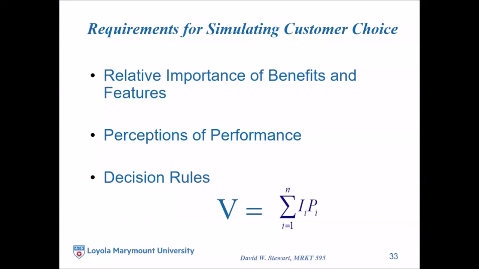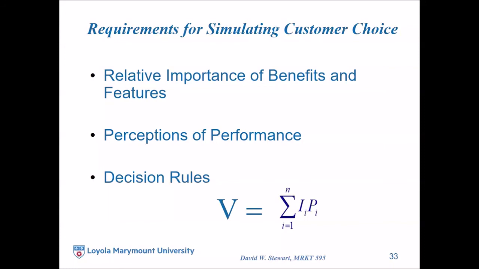And I really want to force people to make trade-offs because that's what they do in the marketplace. Yeah, I want the highest quality, lowest price product. Well, you can't have it. Tell me the trade-off. The second thing I need, and again I can get this from a survey, are the perceptions of performance. How are all the competitors in the market performing? And I can ask people to rate performance on various characteristics and benefits.